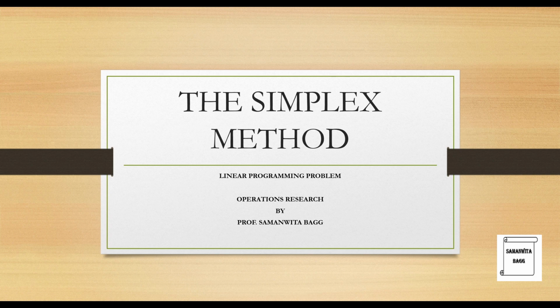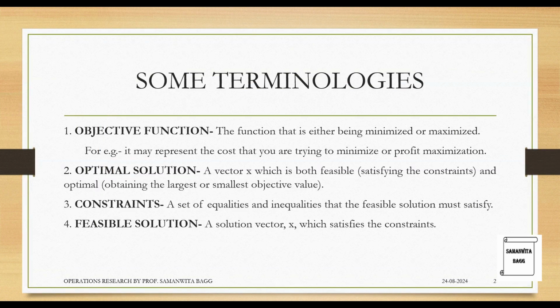In this session, we are going to discuss the simplex method and some terminologies related to it. The first one is the objective function, the function that is either being minimized or maximized. For example, it may represent the cost that you are trying to minimize or the profit that you are trying to maximize. We generally represent the objective function as Z.